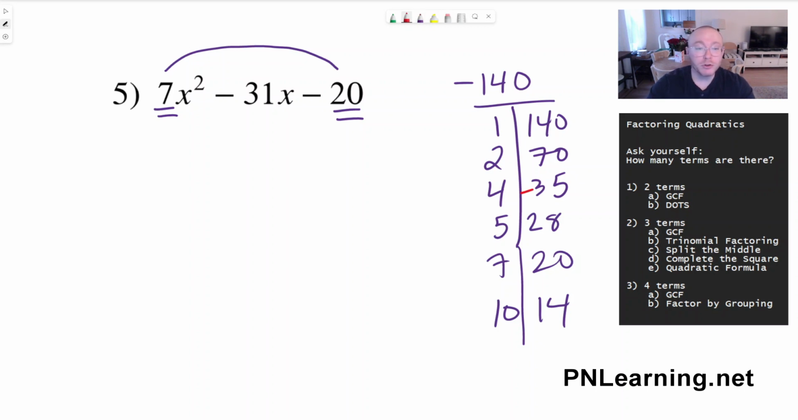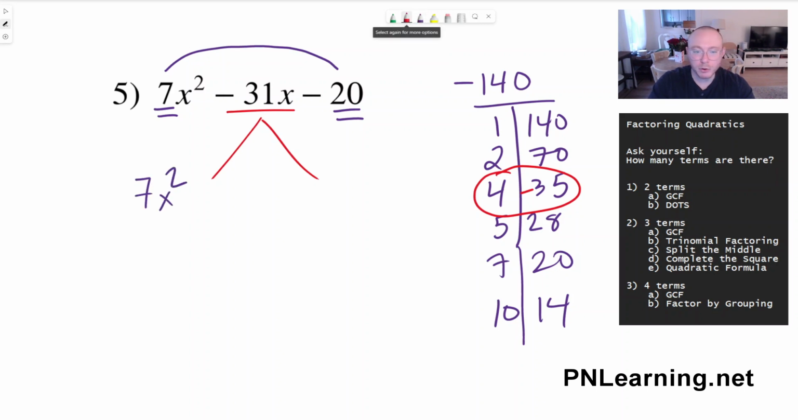So here's where we have to split the middle. The middle term is negative 31x, and we're going to split that into 2 terms, and the terms are going to be built by these factors, 4 and negative 35. So we'll simply bring down the first term, 7x squared, and we can write either one of these numbers with an x first. So we could say plus 4x minus 35x. Again, the order you write those terms does not matter, and you'll bring down your c term. So now we've got 4 terms, and we're going to do something called factor by grouping. We're going to basically pretend that this is 2 separate expressions.